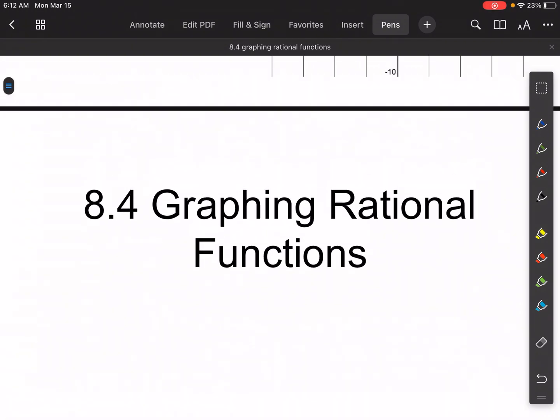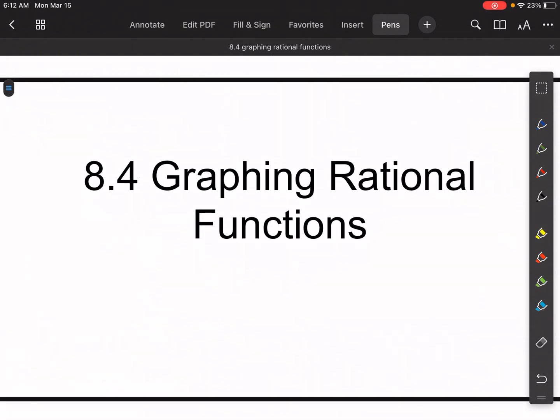All right, guys, 8.4, graphing rational functions. Today we're going to do a quick review on what a degree is because it's very important to today's lesson. So just remember, you guys, that if you have a polynomial, the degree of that polynomial is always the highest exponent that you see.